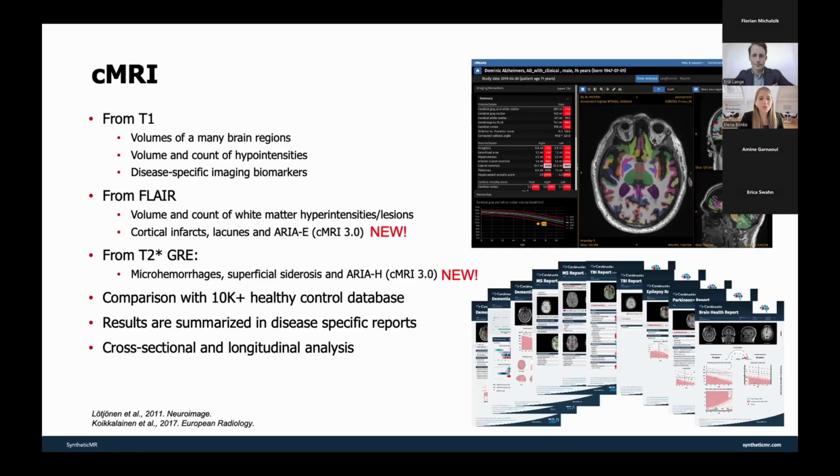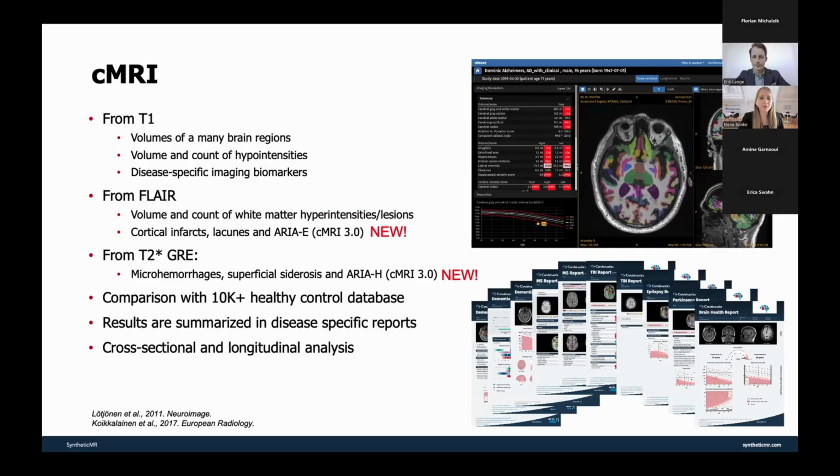In addition, from the T1 images, we can quantify the volume and the count of hypointensities, as well as disease-specific imaging biomarkers, like, for example, the medial temporal lobe atrophy score, global cortical atrophy score, or also the Fazekas score, midbrain to pons ratio, callosal angle, to really help you differentiate between different diseases.